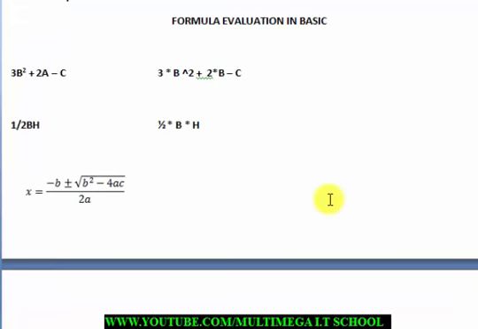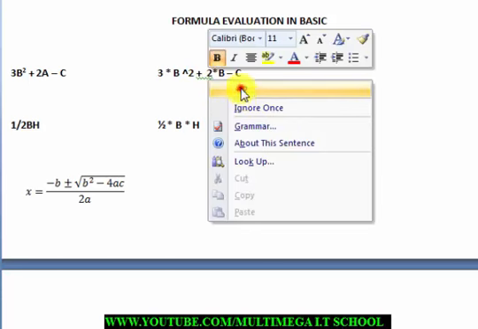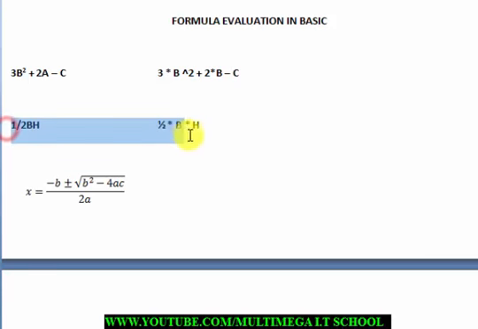I have written out some formulas there, so how you can evaluate them in QBasic. For example, if you have something like 3b squared plus 2a minus c, you can't just write it the way it is in QBasic. You need to evaluate it. Now how you evaluate it is this. You do your 3 times b raised to the power of 2, which is exponent, plus 2 times a minus c. So this is how you evaluate formulas in QBasic. And the same thing is applicable here.